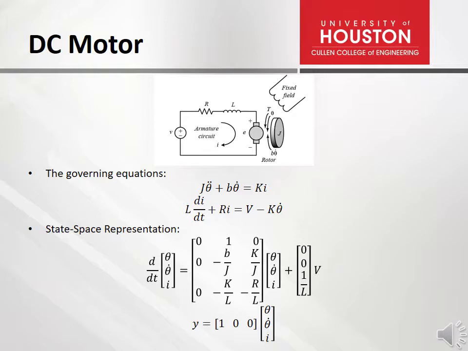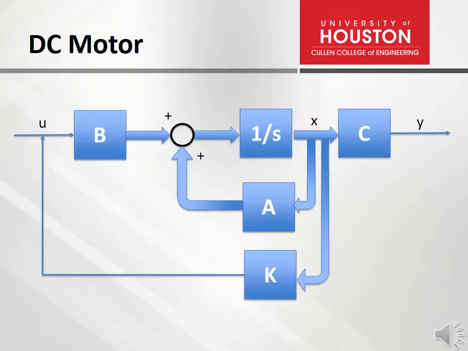The differential equations from above can also be expressed in state space form by choosing the motor position, motor speed, and armature current as the state variables. Again, the armature voltage is treated as the input, and the rotational position is chosen as the output. This figure illustrates the block diagram of the system with the gain matrix feedback loop.